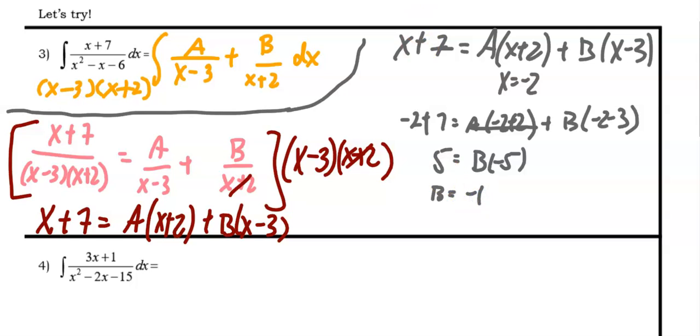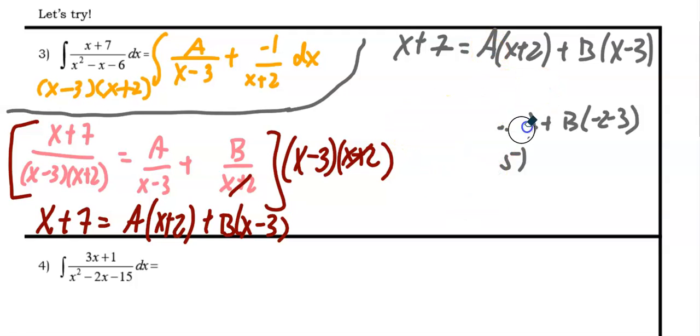So I can go ahead and replace b up here with negative 1, or I could just do minus 1 over x plus 2. And then I'm going to repeat the process, ladies and gentlemen. I'm going to do the same thing again. The only difference is that for this one, I'm now going to make x equal to 3. So let's do that. x equals 3.